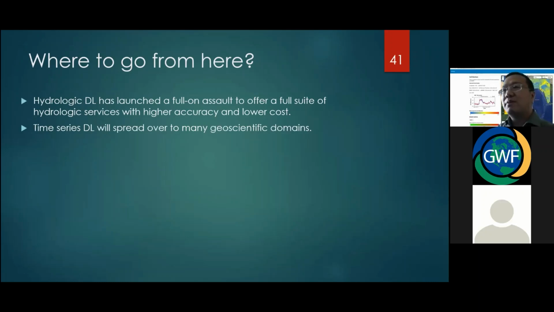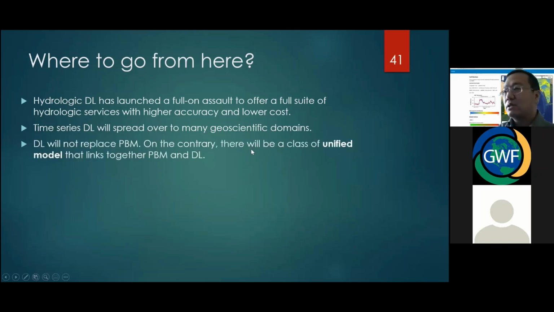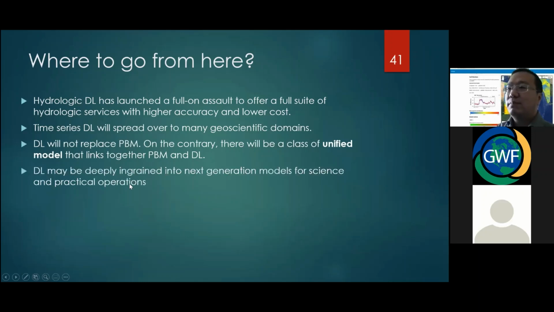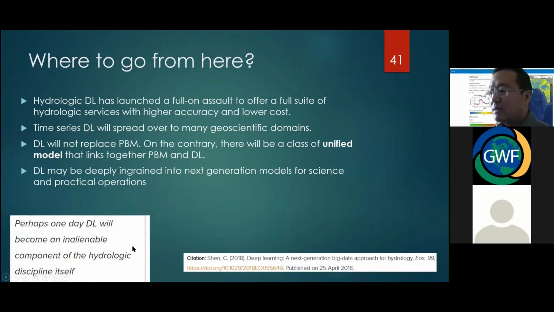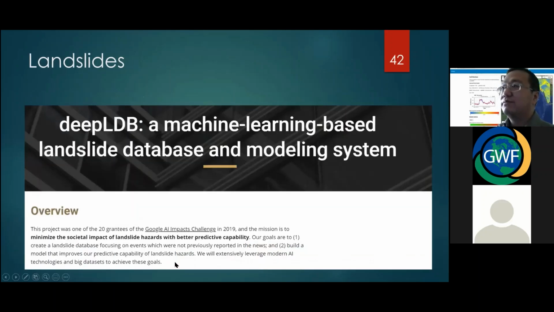And so where we go from here, we think that hydrologic deep learning has launched a full-on assault to offer a full suite of services with high accuracy and low cost. Time series deep learning will spread over to other domains, as it already has for water quality. Deep learning will not replace process-based models. On the contrary, there will be a class of unified models that link the two together. Deep learning will be deeply ingrained into next generation models for science and practical operations. And this is something I wrote in 2018, okay? Perhaps one day deep learning will become an inalienable component of the hydrologic discipline itself.